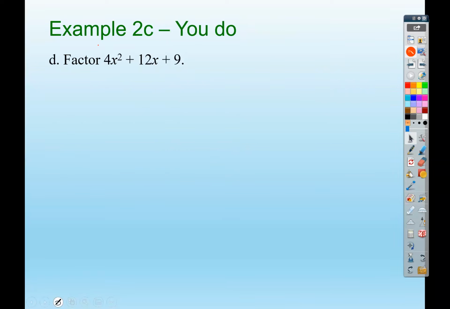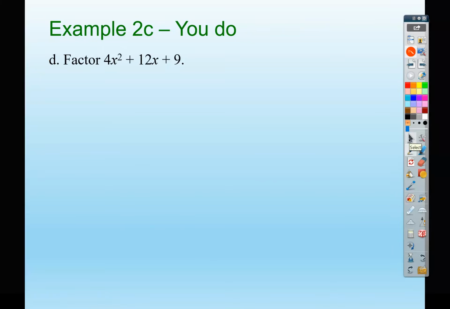2D, and I know this says example 2C, but I'm looking at this for the D. All right, so factor this, okay? So since we're doing factor by grouping, I would hope that you would see that this is a perfect square trinomial though. So I'm just going to say my answer right now is 2x plus 3 squared, but I'll show you how I'm getting that, okay?